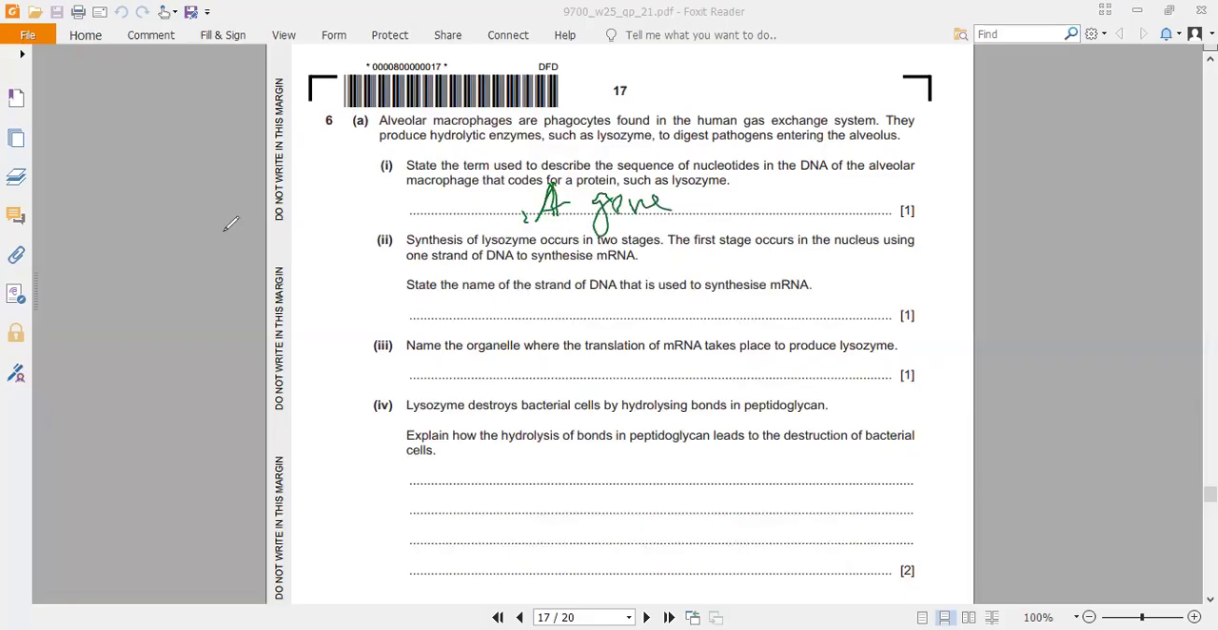Second, synthesis of lysozyme occurs in 2 stages. The first stage occurs in the nucleus using one strand of DNA to synthesize messenger RNA. State the name of the strand of DNA that is used to synthesize messenger RNA. You know that during protein synthesis, one strand of DNA acts as a template strand, which has to be copied by the messenger RNA. So that is called the template strand.